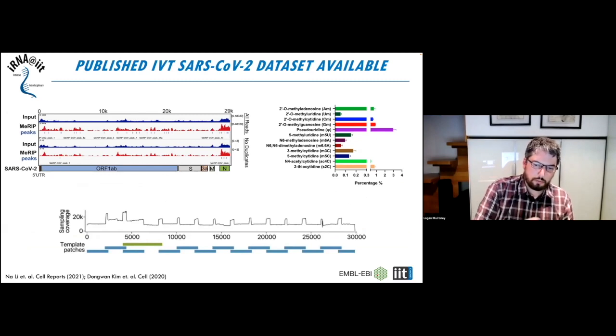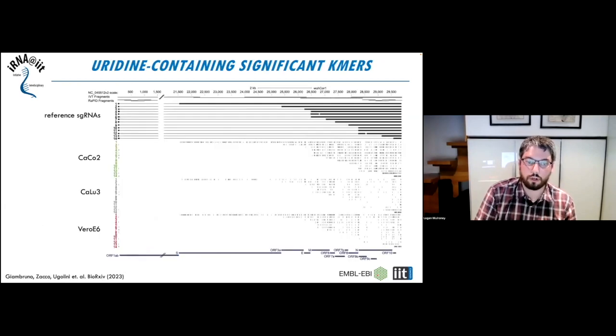This was an amazing resource produced by Kim et al. in 2020, where they made an in vitro transcribed reference sample from direct RNA nanopore data for the whole viral genome. What they did is they layered these tiles of templates across the entire genome and then transcribed RNA from each of these templates, and got relatively even coverage of the whole genome using this in vitro transcription method. We used this as a reference sample and compared it to virus extracted from different cells that we cultured in the lab.